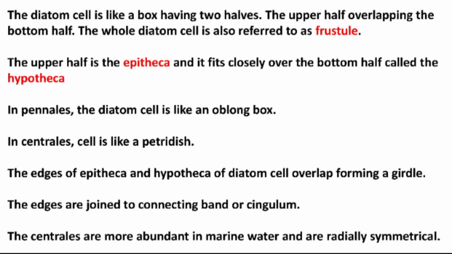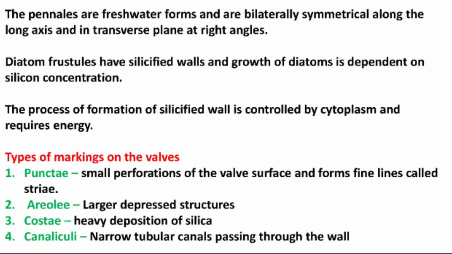In pennales, the diatom cell is like an oblong box. In centrales, the cell is like a petri dish. The edges of the epitheca and hypotheca of the diatom cell overlap, forming a girdle. The edges are joined by a connecting band or cingulum. The centrales are more abundant in marine water and are radially symmetrical. The pennales are freshwater forms and are bilaterally symmetrical along the long axis and in the transverse plane at right angles.